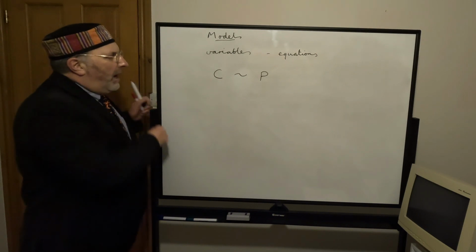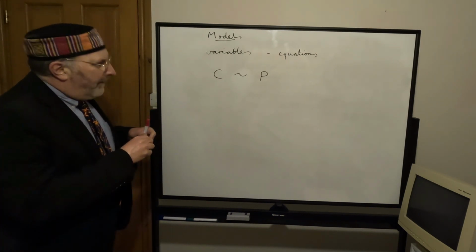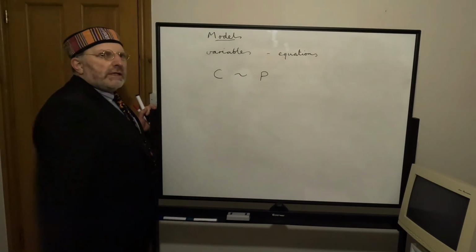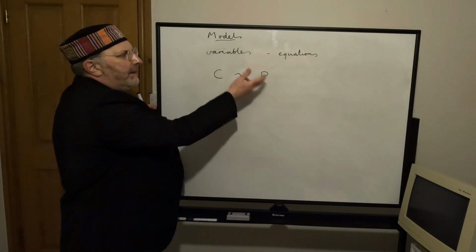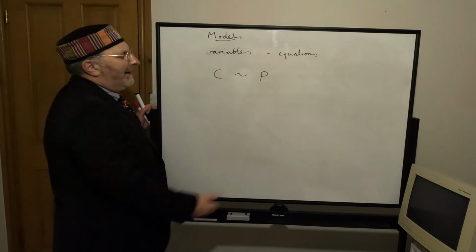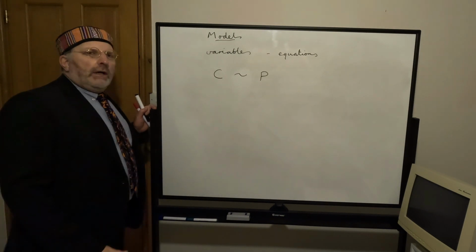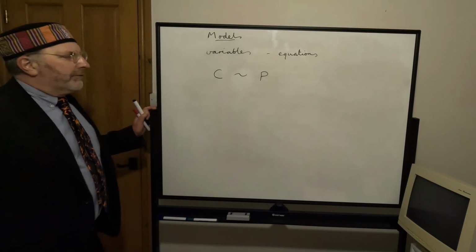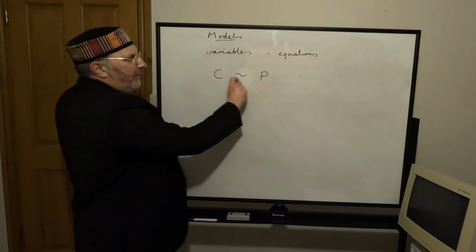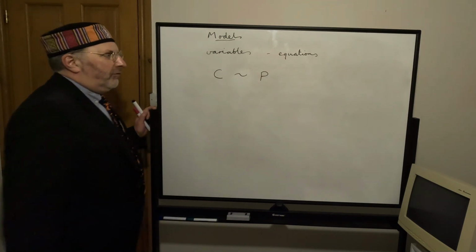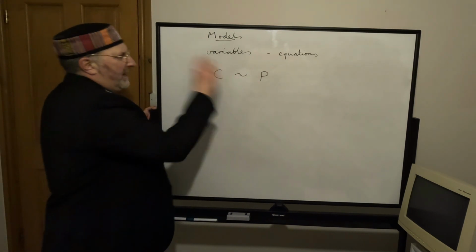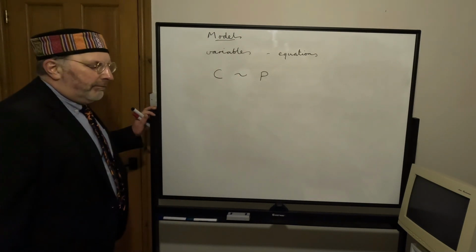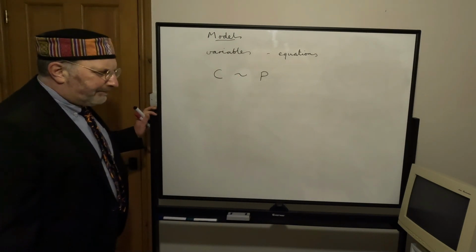Now that said, in fact, 9 times out of 10 when I use this symbol in this course, I will be talking about strict proportionality. But that will become apparent from the context. But I tend to prefer that squiggle sign as less of a commitment to saying it's definitely a strictly proportional relationship.